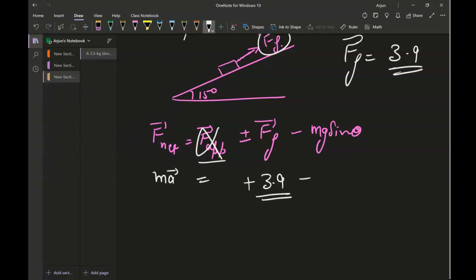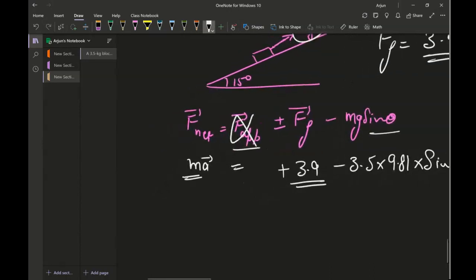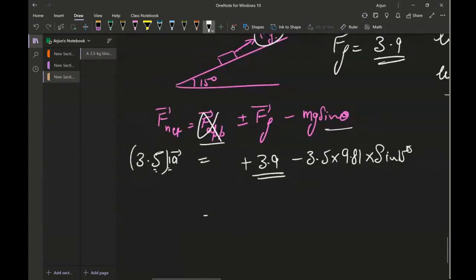Minus mg sine theta. Mass value is 3.5 kg multiplied by 9.81 multiplied by sine of 15 degrees. Okay. And then up here also, I can change the mass to 3.5 kg. So this is 3.5 down here. That is the mass, and I'm looking for the acceleration. Once you solve this, this is 3.9 minus, if I were to do the math on my calculator, 3.5 multiplied by 9.81 multiplied by sine 15.